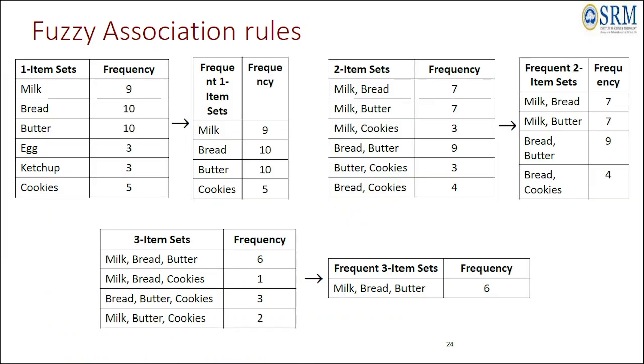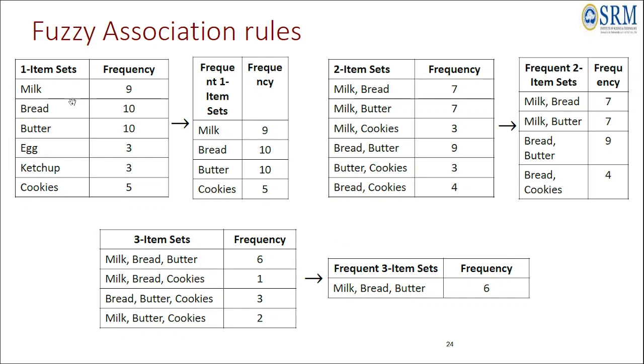Next, we will be doing the grouping among the different item sets. Firstly, we will have single item sets. Secondly, we will have two item sets, and thirdly, three item sets. After that, we will group the most frequently occurring item sets. From the one item sets, we will have the frequent one item sets. Similarly, from two item sets, we will have the frequent two item sets, and from three item sets, the frequent three item sets.